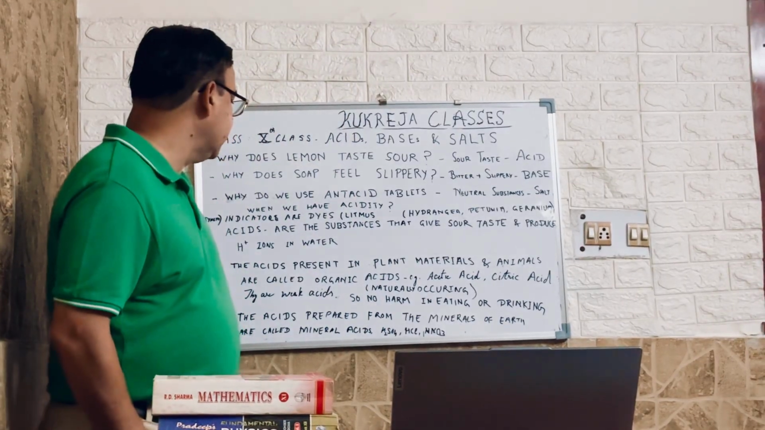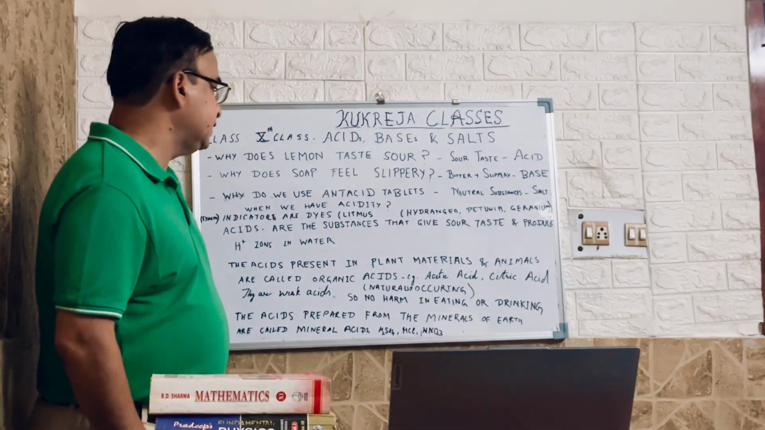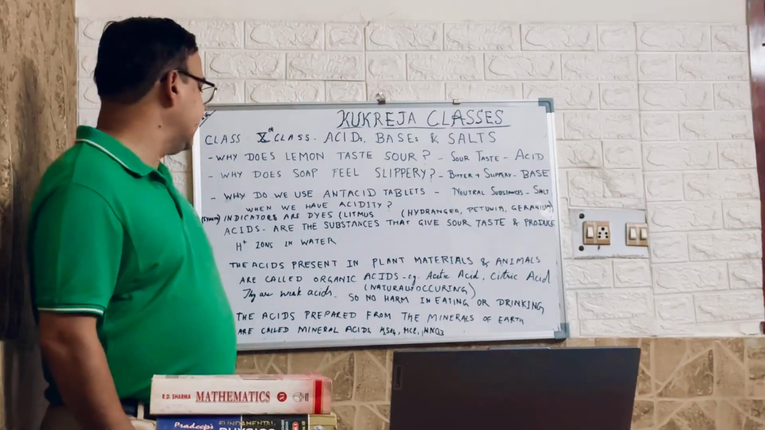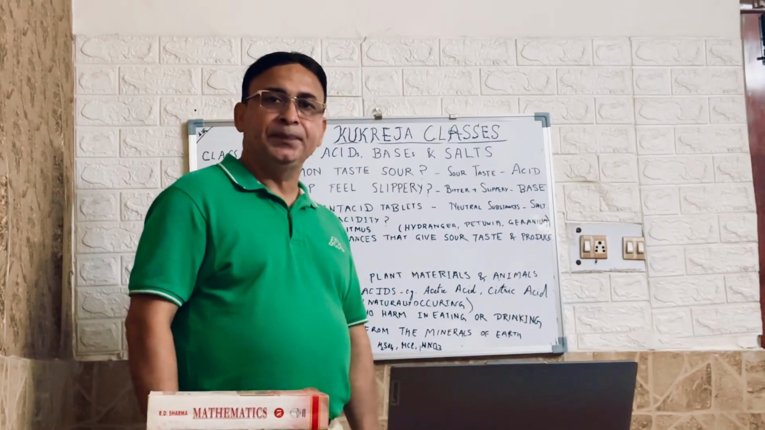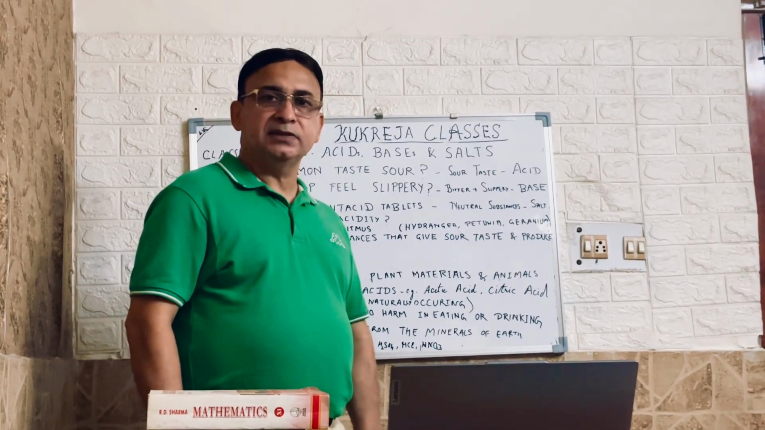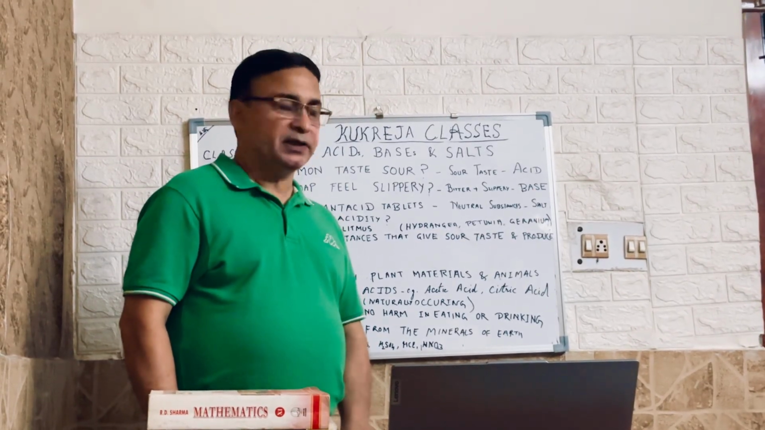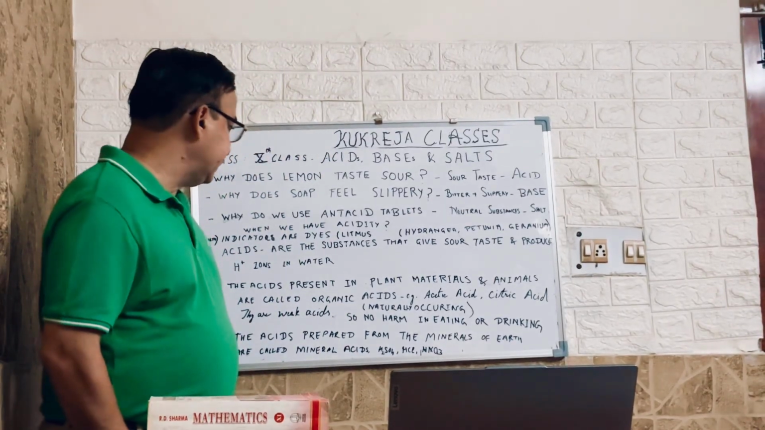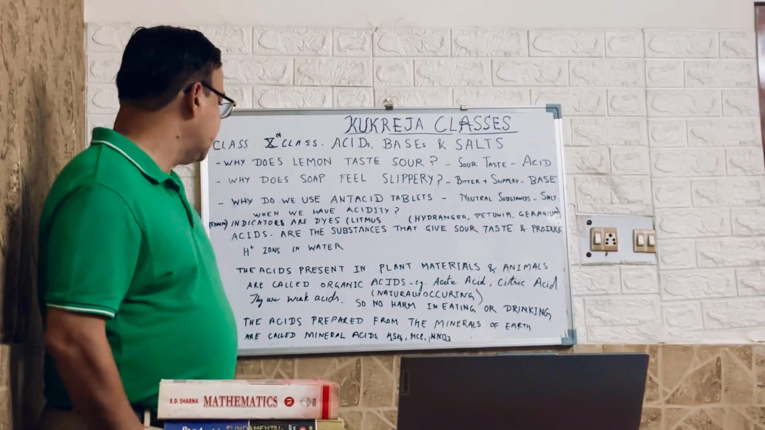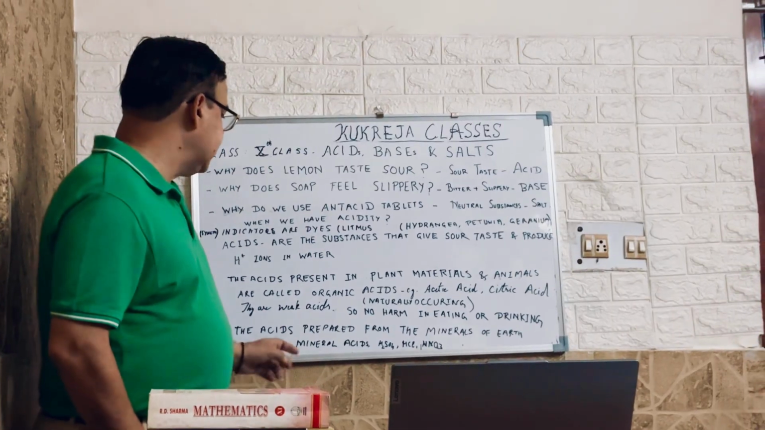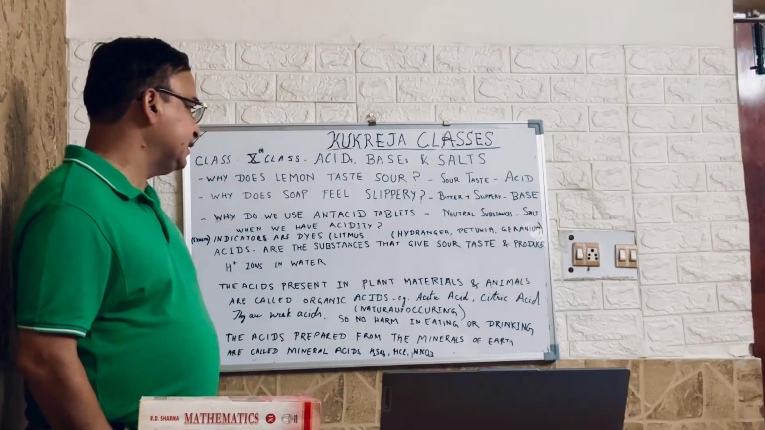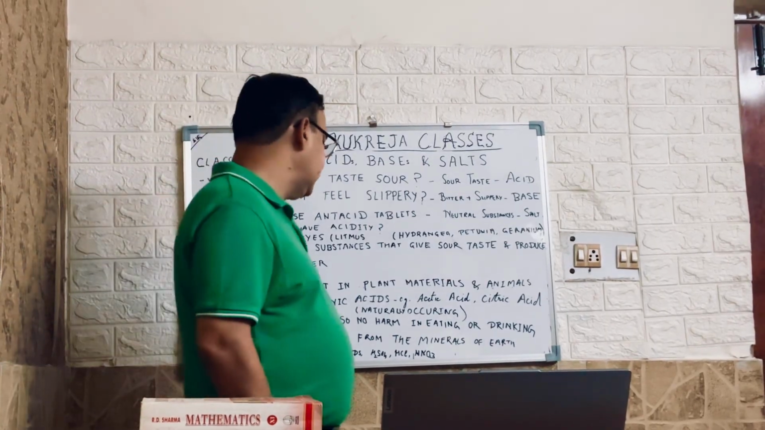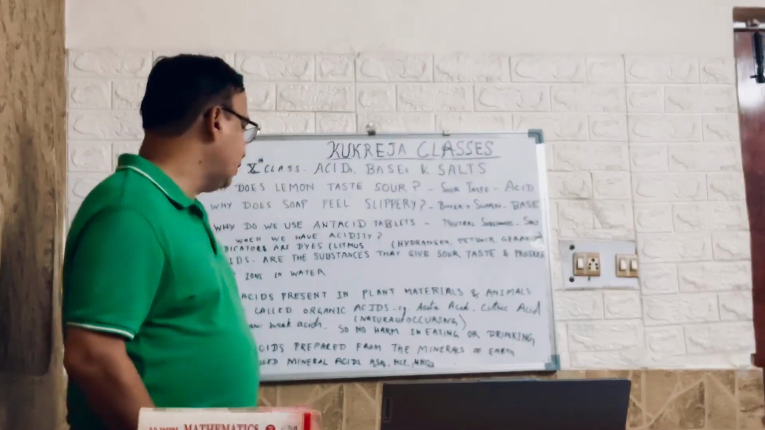We come to the acids. Acids present in plant materials and animals are called organic acids. These are weak acids and they are harmless to eat and drink. Because these are weak acids, these are naturally occurring acids like acetic acid and citric acid. So we call them organic acids.